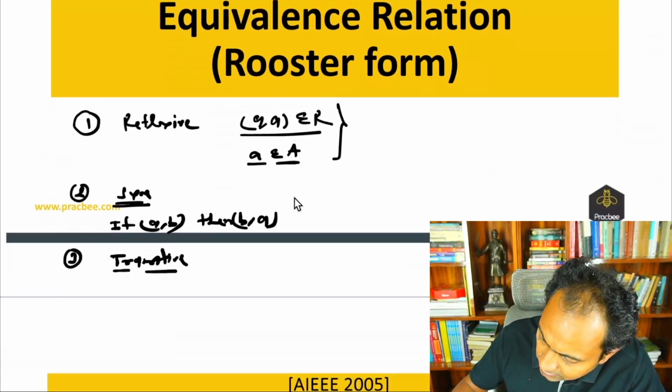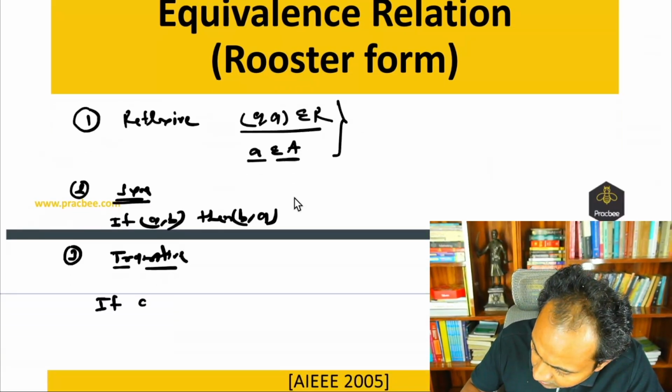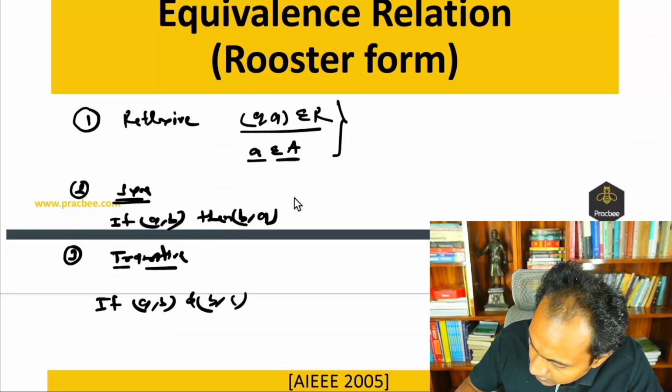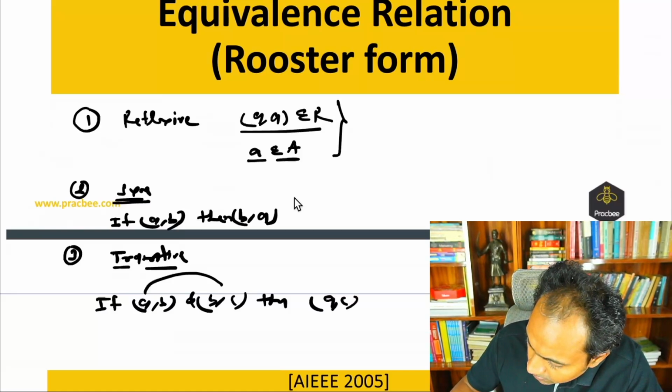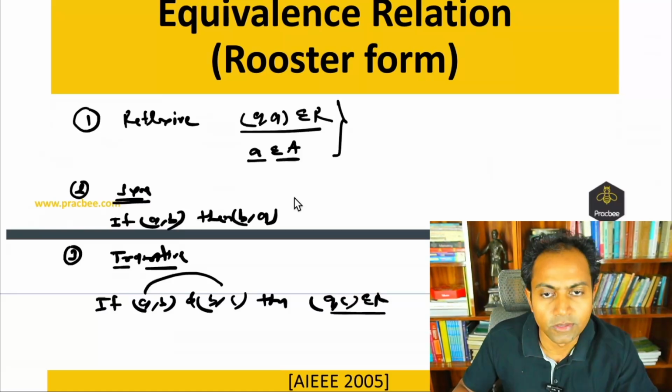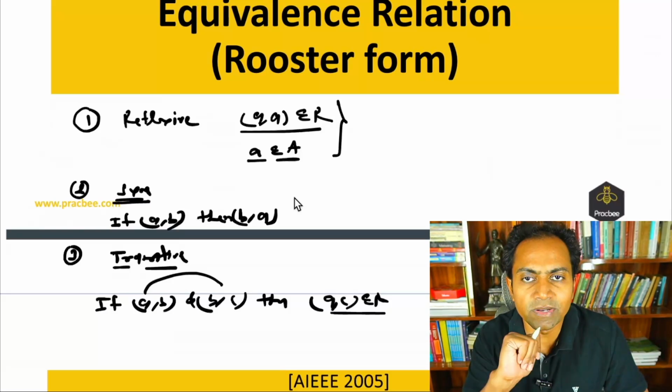Now for transitive, the condition is very simple. If there is (a, b) and (b, c), both of these pairs, then there should also be (a, c). This should also be there in relation R. So this idea of equivalence relation is very simple.